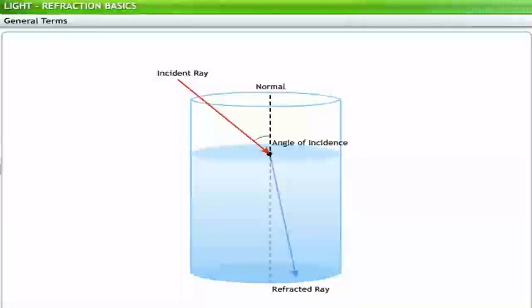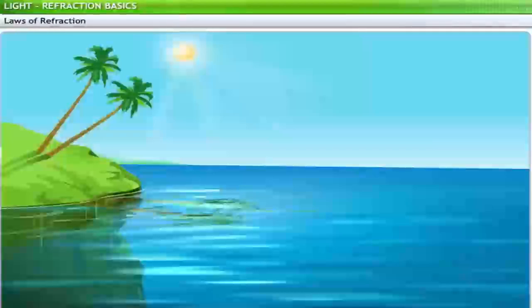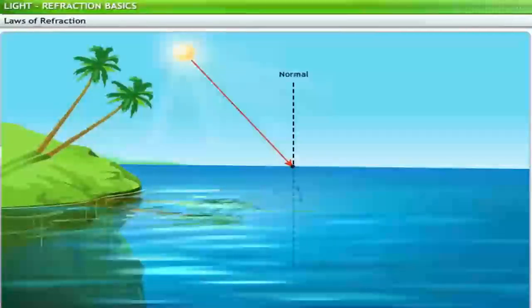The angle formed between the incident ray and the normal at the point of incidence is known as the angle of incidence. The angle between the normal and the refracted ray is known as the angle of refraction. Let us consider a light ray traveling from air to water. As you can see, the ray of light bends towards the normal. The incident ray and the refracted ray are in the same plane. These observations form the basis of the laws of refraction.